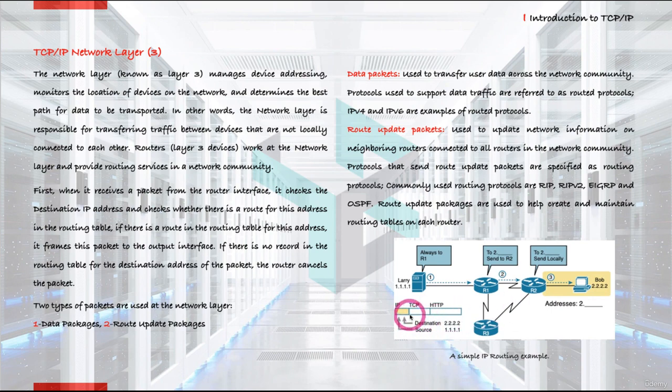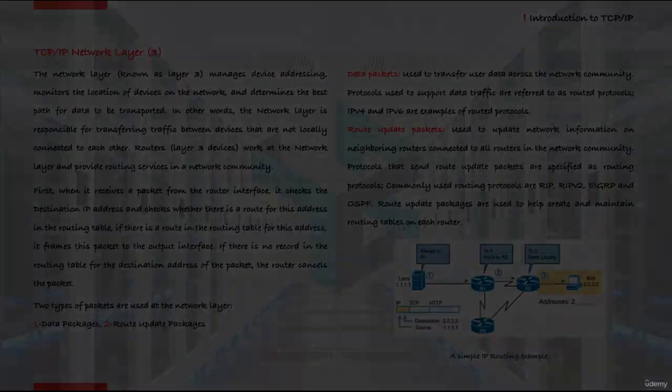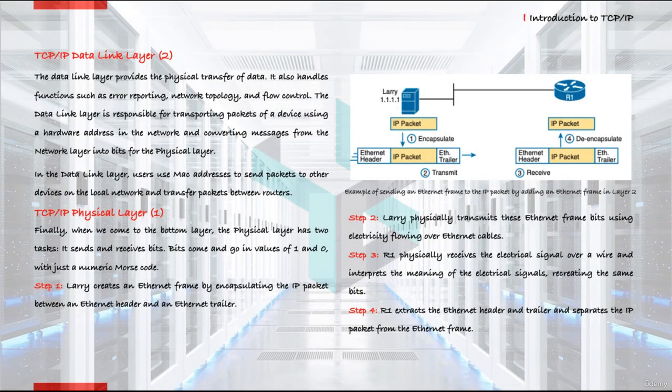Here, this user sends the IP header, and the router checks the destination IP address. If there is one in the route table, it sends the packet to router 2 from that output interface, and router 2 forwards the packet to the user, and in this way, a simple routing process is provided. On this page, let's look at the data link layer and its physical layer with TCP/IP.